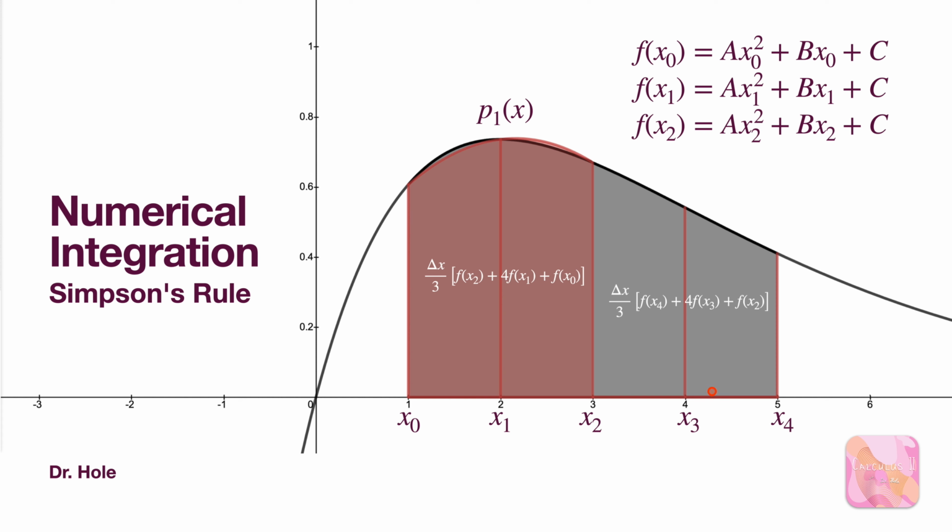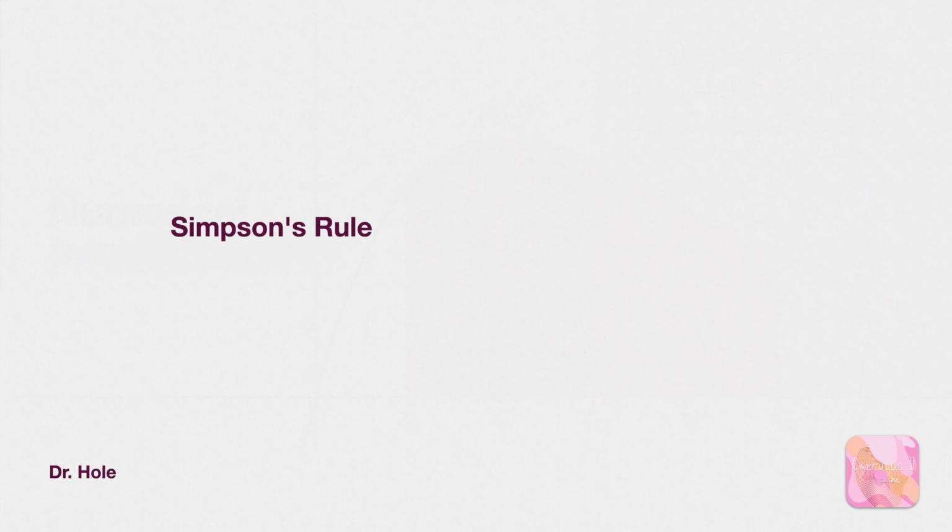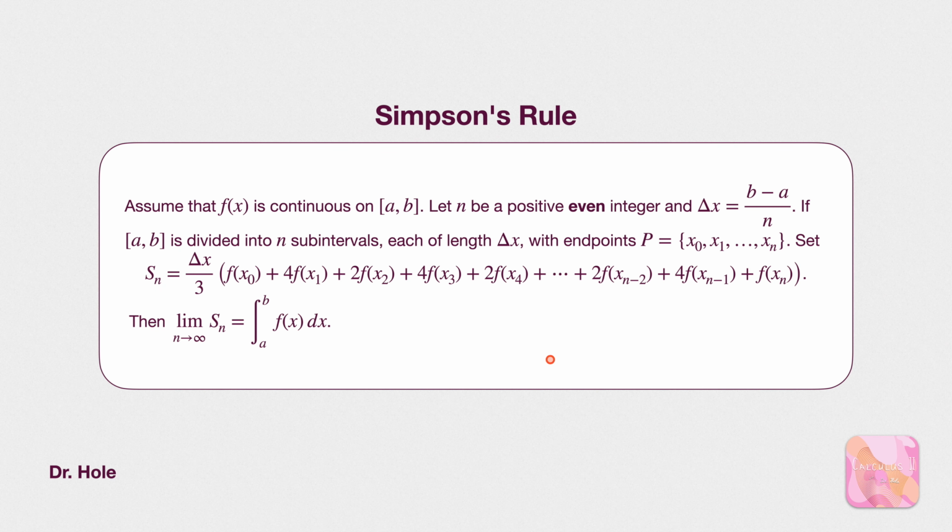And now that we have this procedure nailed down, we can partition into any even number of subintervals that we like. And this is Simpson's rule. So let's write that down, Simpson's rule. Just as before, f is continuous. We have a new supposition: n is an even positive integer. Like before, delta x is defined in the same way. We divide the closed interval into n subintervals. We let each subinterval have the same length.